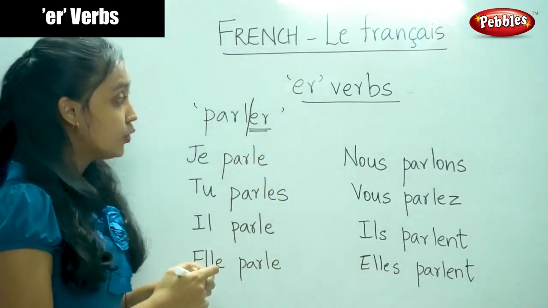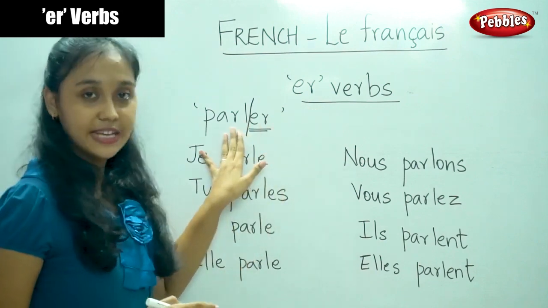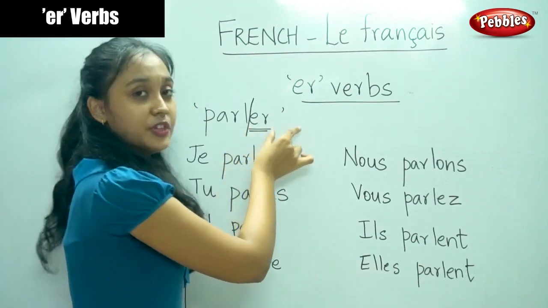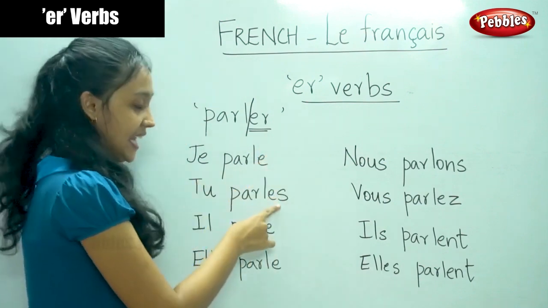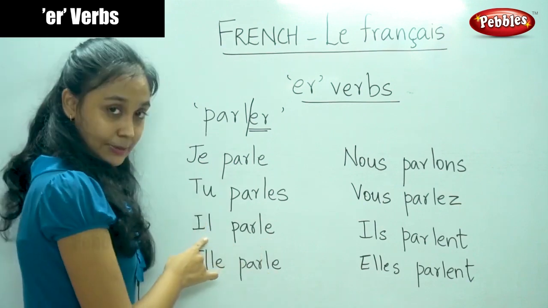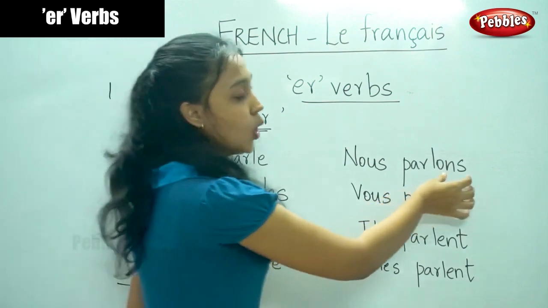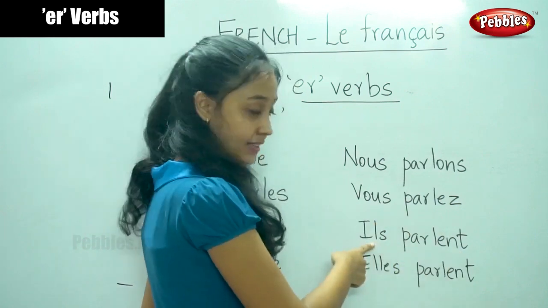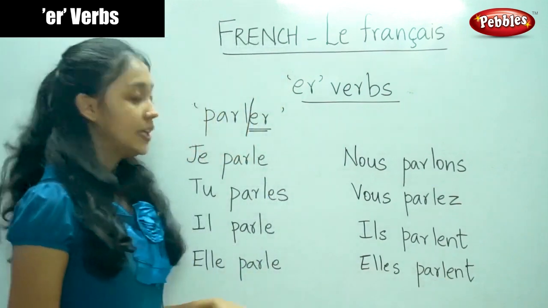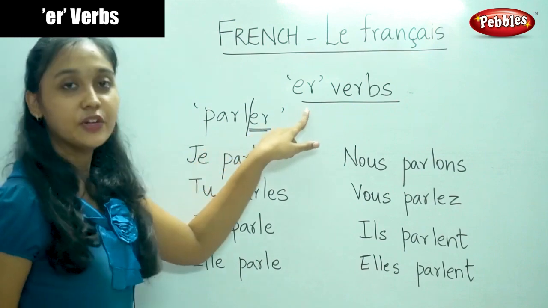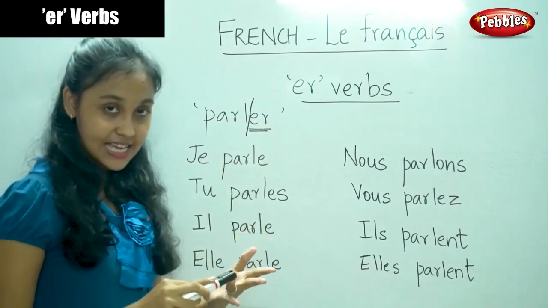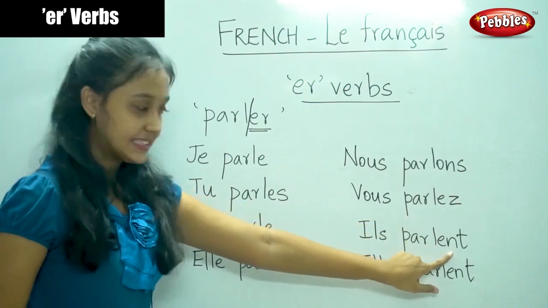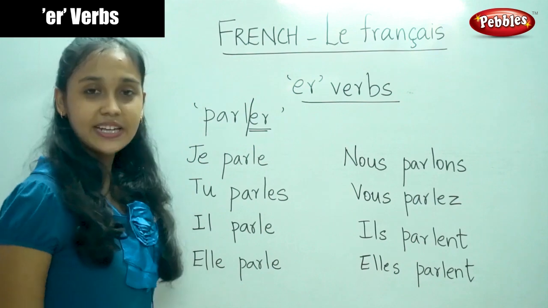Now, this is the ground rule for the verbs ending with ER. All the verbs ending with ER, we will conjugate by removing the letters ER, and we will replace them with E for je, ES for tu, E for il, E for elle, ONS for nous, EZ for vous, ENT for ils, and ENT for elles. So you need to learn just the endings. So for ER verbs, the endings are E, ES, E, ONS, EZ, ENT, ENT.